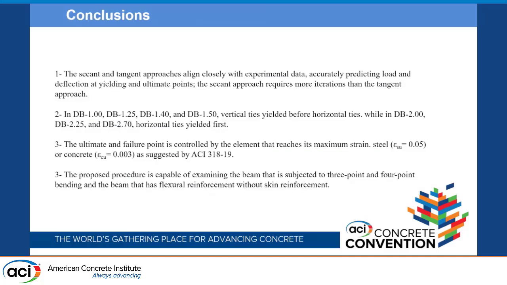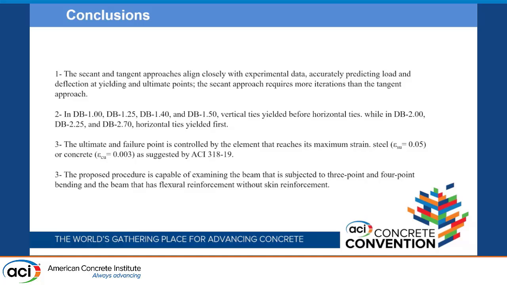In conclusion, the secant and tangent approaches align closely with the experimental results, accurately predicting the load at yielding and ultimate. Different aspect ratios for deep beams were checked. From 1 to 1.5, the vertical ties yielded first, indicating that there's a shear crack band, a very narrow band that caused a problem. The higher A over H ratios didn't have that issue.